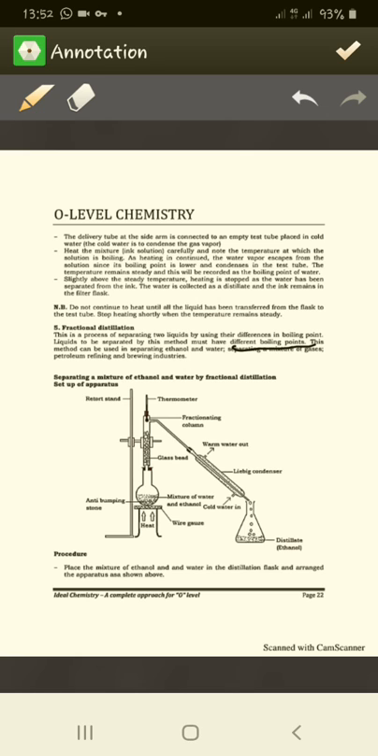This method can be used to separate a mixture of ethanol and water. So I want to repeat this. The best method for separating a mixture of ethanol and water is fractional distillation, not simple distillation. Fractional distillation gives pure ethanol.